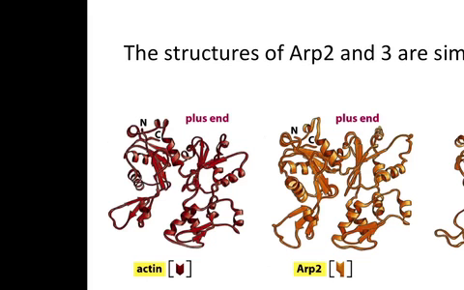The structures of ARP2 and 3 are similar to actin. That's also similar to what we talked about with the gamma-tubulin ring complex. And it makes sense, because if it's a nucleating protein, you should have a similar structure to the proteins that are being nucleated, right?